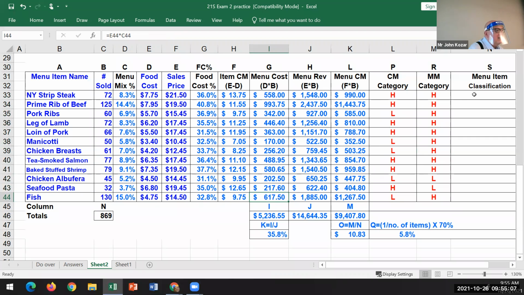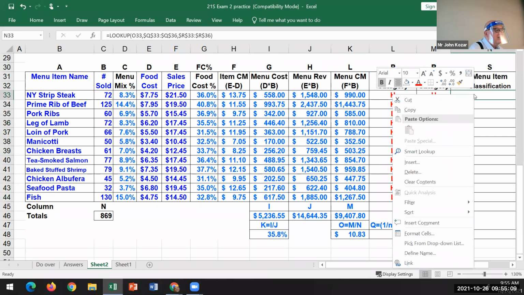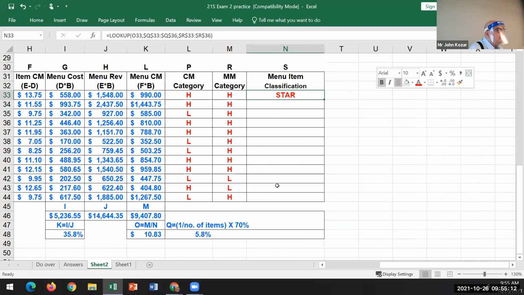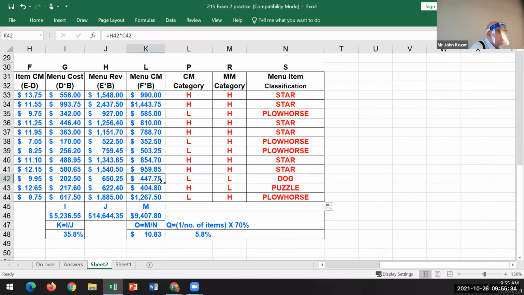And then the classification. H and an H is going to be a star. L and an H is a what? Plow horse. H and an L. And then the L and the L. Okay. So we should have star, star, plow horse, star, star, plow horse, star, star, dog, puzzle, plow horse.